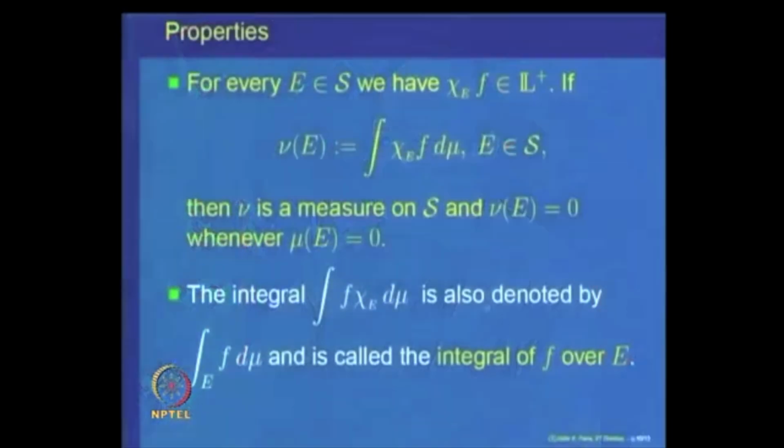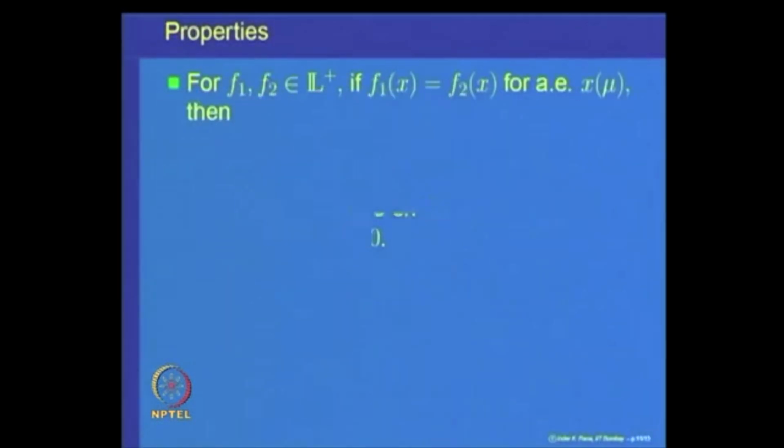So the next property we want to analyze is how this class of non-negative measurable functions and the operation of integral behave for sequences in the class L plus. So here is the first important theorem that we are going to prove. Before that, let us just prove a simple observation: if f1 and f2 are non-negative simple and f1 is equal to f2 almost everywhere, then the integral of f1 is equal to the integral of f2.